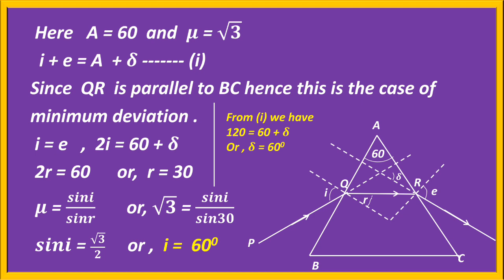Now from equation 1, 120 equal to 60 plus lambda, or lambda equal to 60, because in equation 1 you can write I equal to E and I is 60. So equation 1 becomes 60 plus 60 equal to A, which is replaced by 60 plus lambda. In this way we can calculate lambda equal to 60.